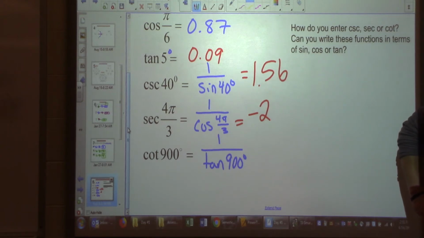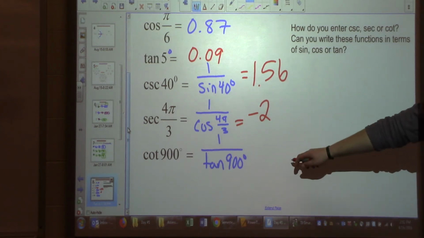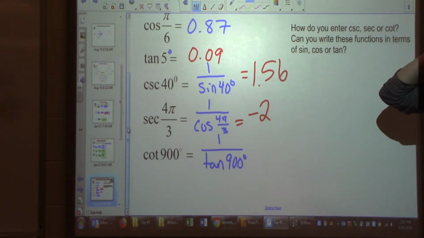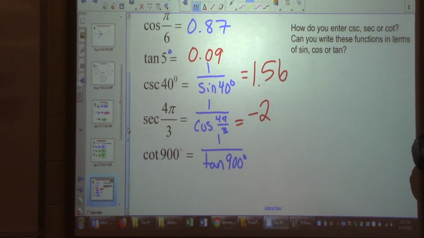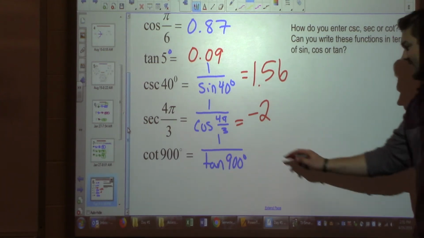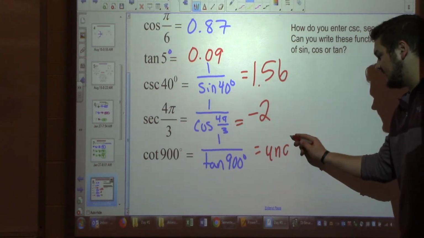Can I divide by 0? No. What happens when we divide by 0? We get error. But what do we put here? Undefined. Right? Sorry, no one was saying it loud enough. We were all scared to say it. Undefined, right? We cannot divide by 0.